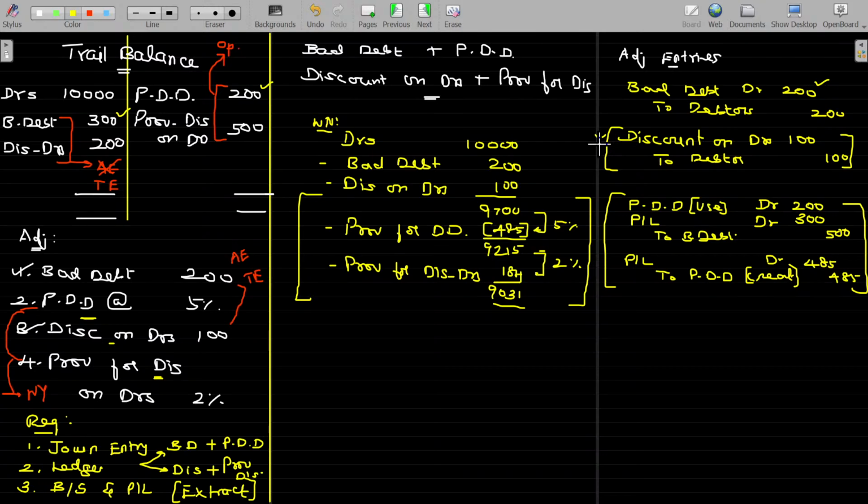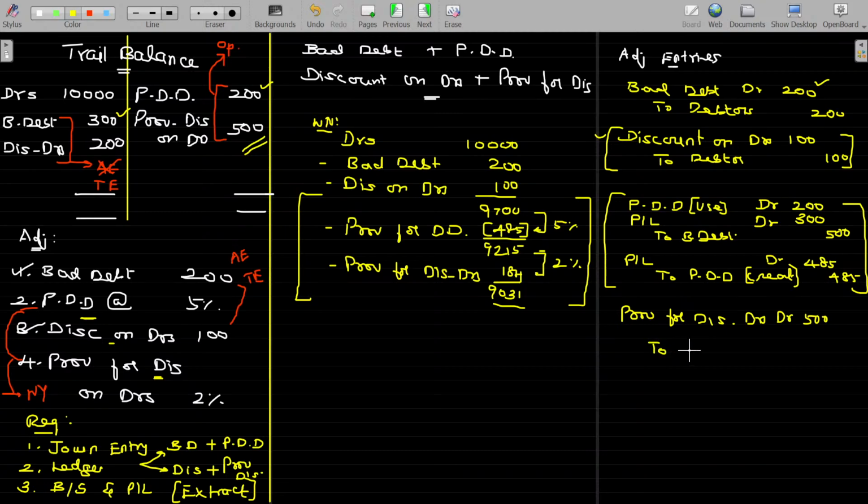Where to adjust first? It should be adjusted in the provision for discount on debtors, available on the credit side of the trial balance. If the provision is not sufficient enough, we can use the other account also. Now let's see here. Provision for discount on debtors. How much provision do we have in the beginning? We have 500 rupees in the beginning, right?